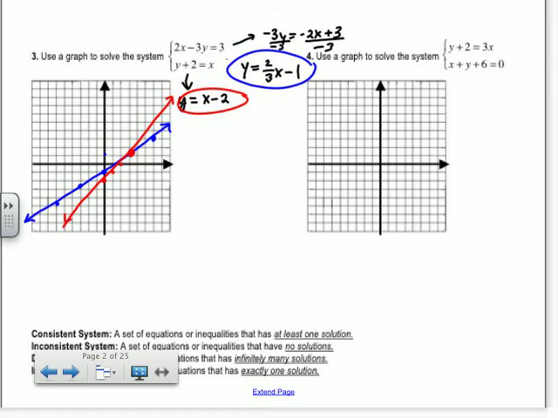Now on your homework, you need to draw the point that they're intersecting at. That's what it means by solving the system, finding the intersection point. So that intersection point is 3, 1. Okay, that's your answer.